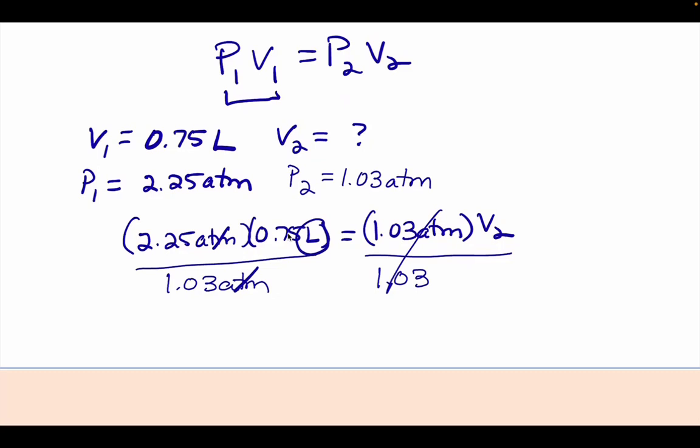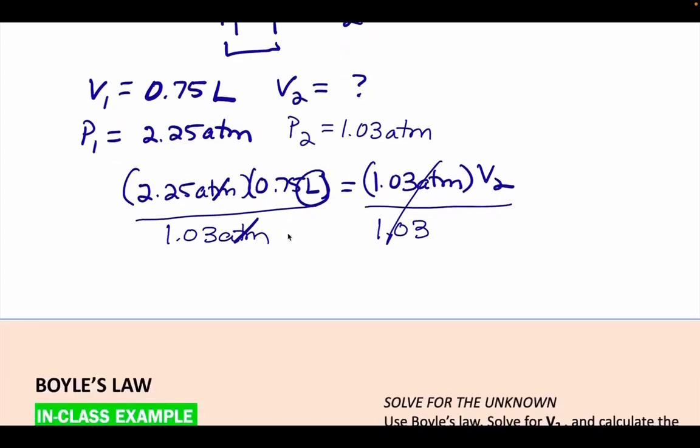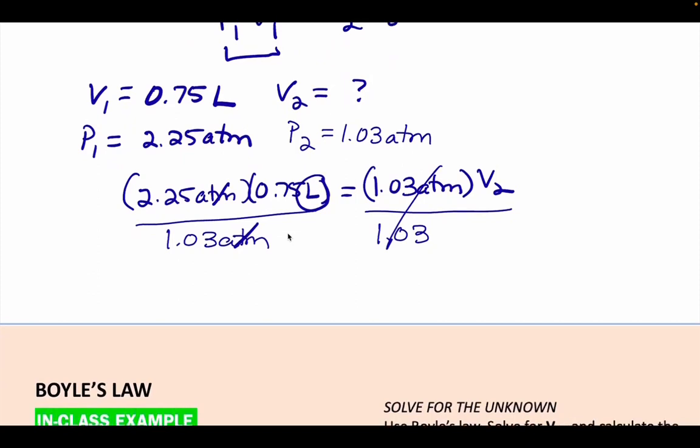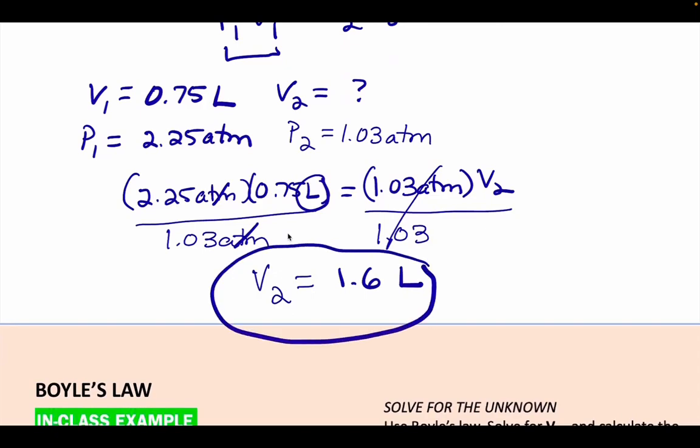And then in terms of the answer, let's do it. So you should think about the pressure went down, so the volume should go up. So your answer should be bigger than 0.75, and it is. It is 1.6 liters. So that is your answer.